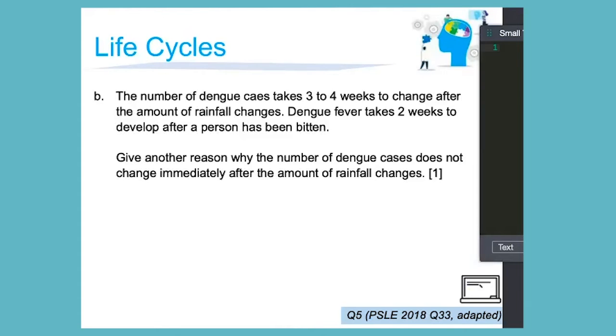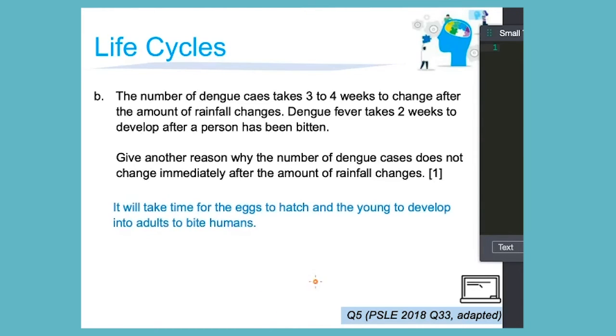Part B, the number of dengue cases takes 3 to 4 weeks to change after the amount of rainfall changes. So there's some information given here. Dengue fever takes about 2 weeks to develop after a person has been bitten. So give another reason why the number of dengue cases will not change immediately after the amount of rainfall changes. So you cannot tell me what is already inside the question.